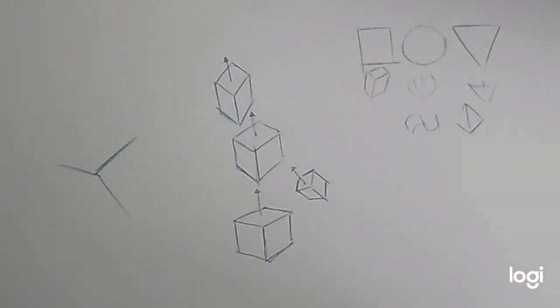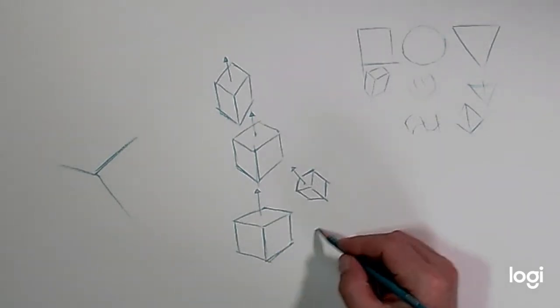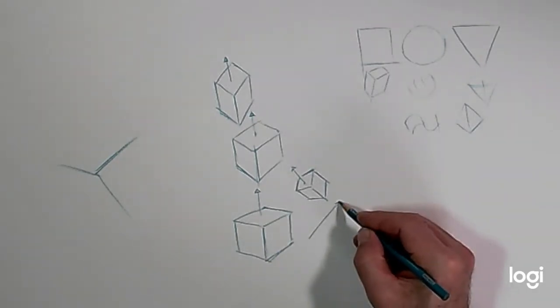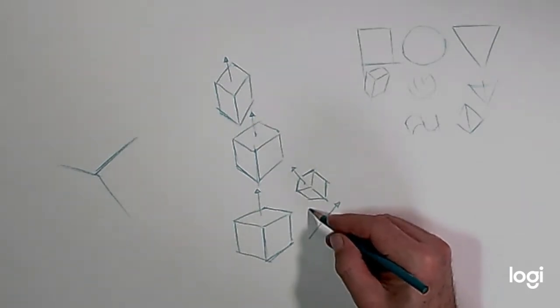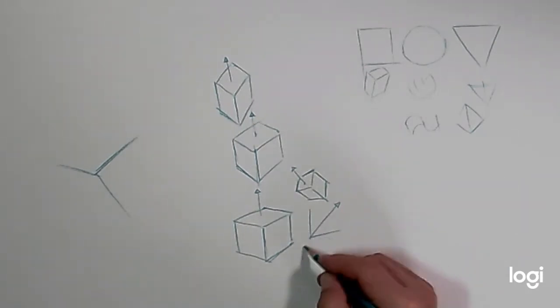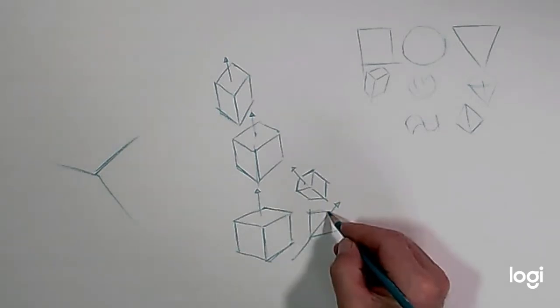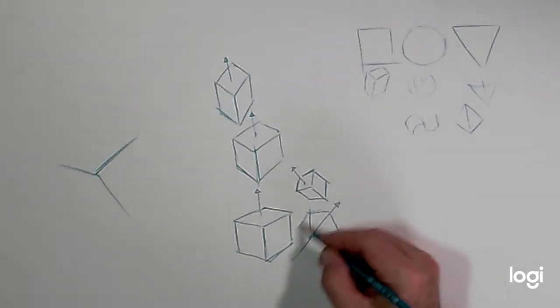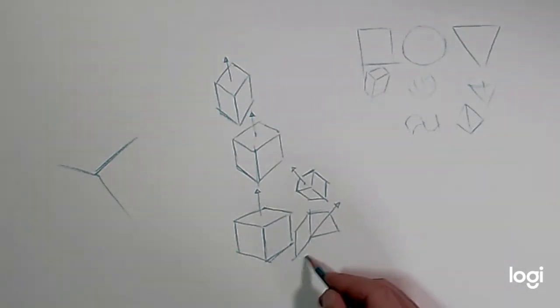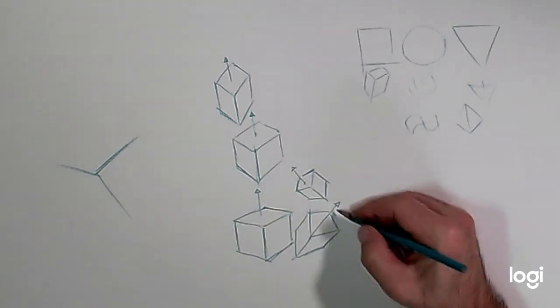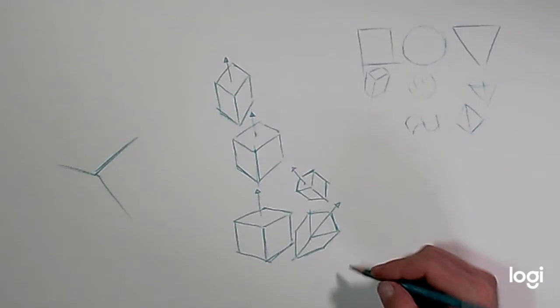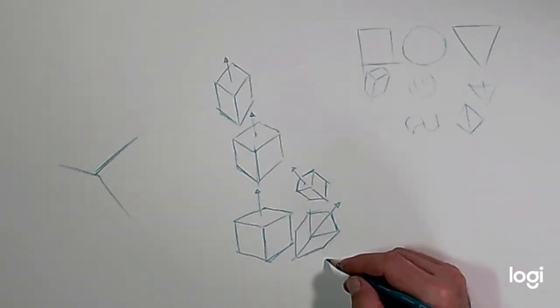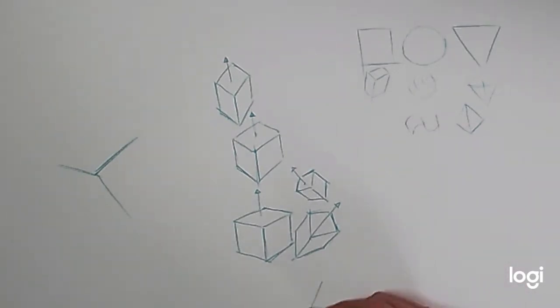Okay, see how I did that? So I'll do another one. Here's an axis, and I'm going to build my Y right around it. There's that diamond. That's a cool one.